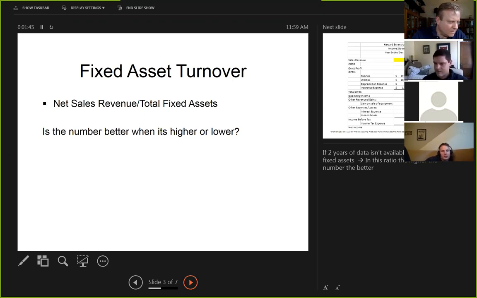So my first question for everybody is, is this number better when it's higher or lower? Any thoughts? We'll see what people think. Just raise a hand.